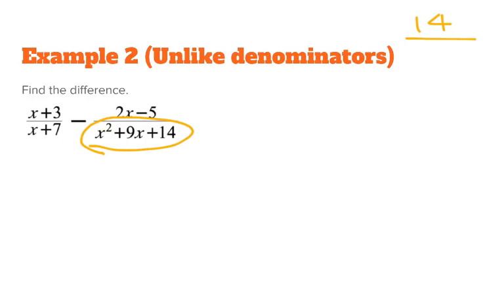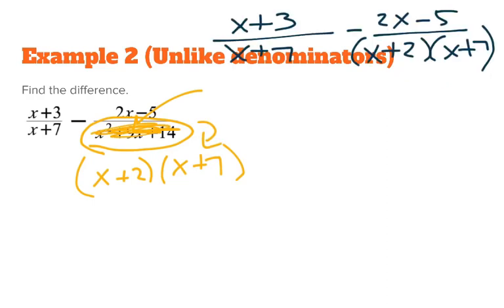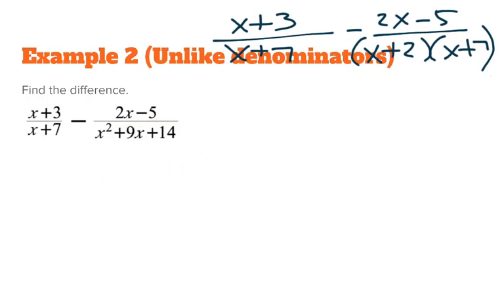So what are factors of 14? Well, I can do 1 times 14 and 2 times 7. Will any of those add to get me 9? Yes, 2 times 7 will, which means I can factor this to be x plus 2 and x plus 7. So why don't we rewrite the problem, but instead of this, write this. Okay, so I did that at the top of my screen, and now we can work on getting common denominators.